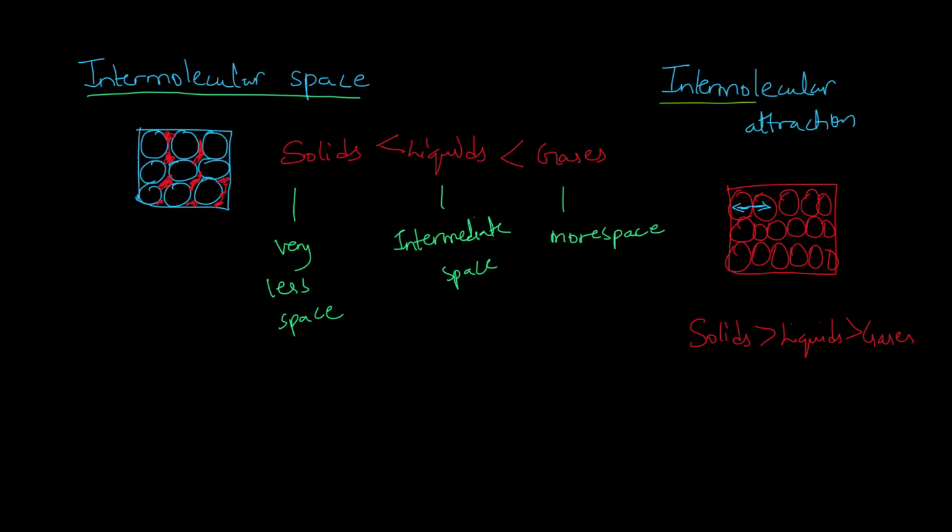I hope you understood what is intermolecular attraction. Intermolecular attraction is the force of attraction which makes the particles bind together, stay together. Where do we find the particles together? In solids, because the intermolecular space is very less and the particles are together, we can say the force of attraction in solids is more. So from this we can say intermolecular attraction in solids is greater than liquids, which is greater than gases.